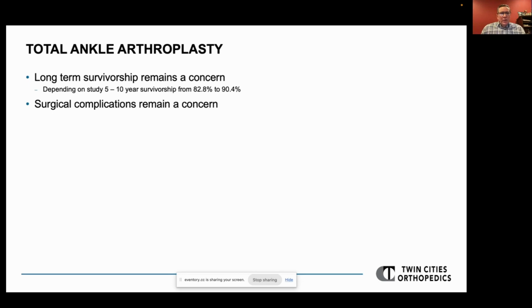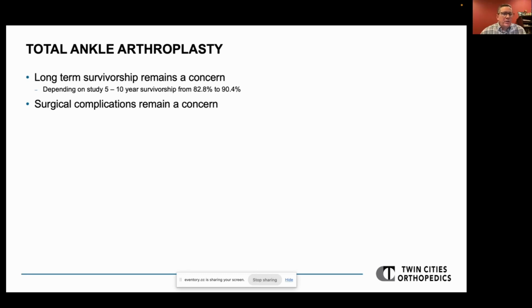So as we think about total ankle arthroplasty, long-term survivorship still remains a concern. We've heard about the survivorship of total ankles. We know it's not as high as hips and knees. They don't last as long as our hip and knee colleagues. Again, some old data showing 5 to 10 year survivorship anywhere from 83 to 90%. So survivorship certainly remains a concern and something I always discuss with patients, something we want to make sure we're continuing to work on improving as we look at implant design and how we put these implants in to make sure we're maximizing survivorship.